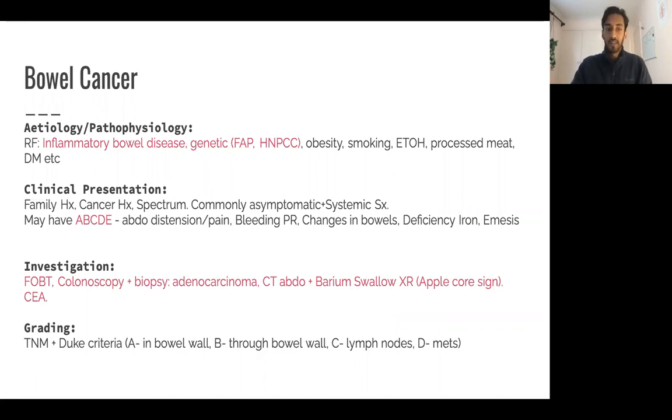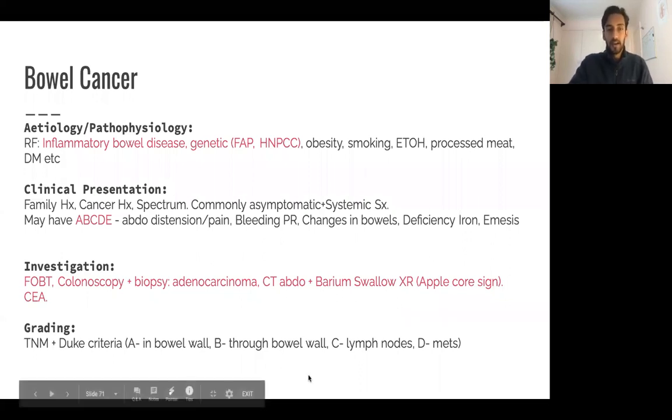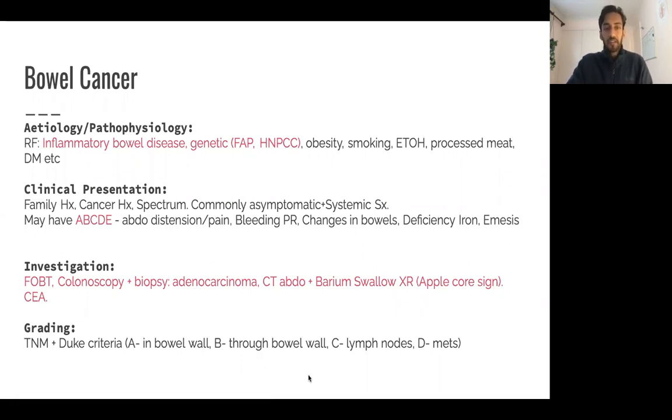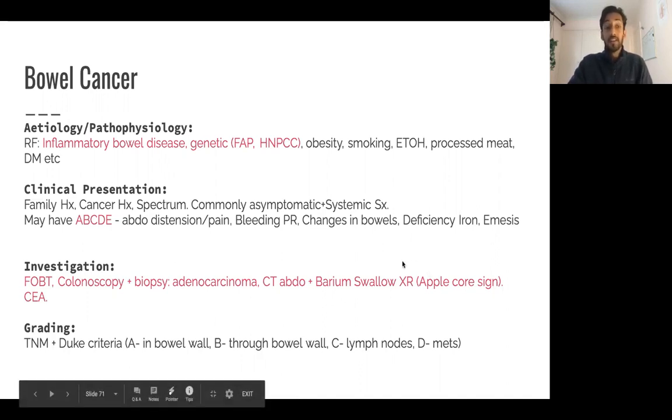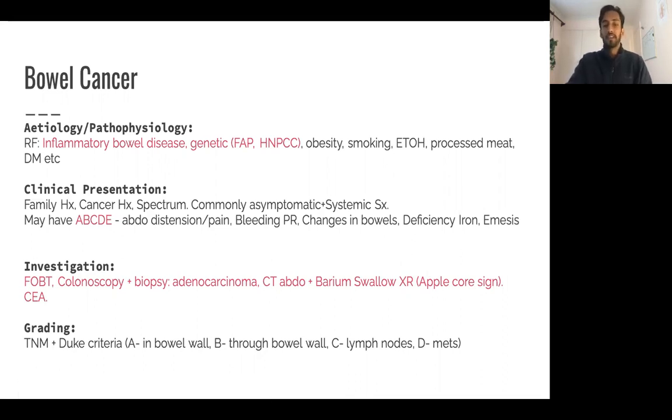In terms of your investigation, classically picked up on your FOBT, a classic screening test. Everyone does it because bowel cancer has such high prevalence. So it's important to consider diagnosing this whenever you see cancer symptoms. The main thing to do is a colonoscopy and a biopsy to help you differentiate the types of cancer and if it's something else. And then you might also do something like a barium swallow, which could help differentiate. CEA is another tumor marker, important to consider. And finally, if you really want to flex during your OSCEs, then you might use TNM plus the Duke criteria, which is specifically used for bowel cancer.